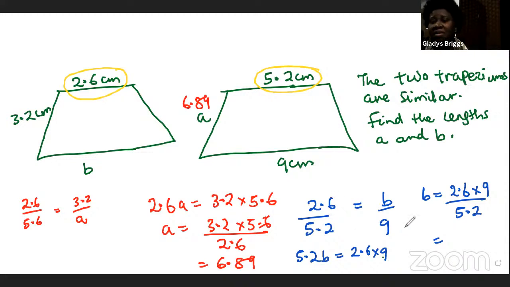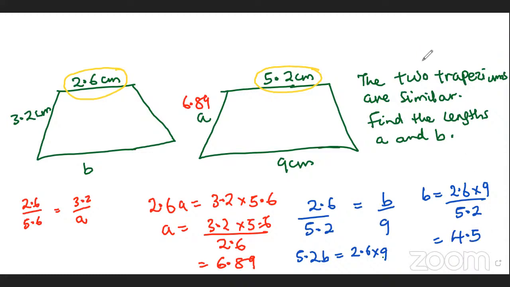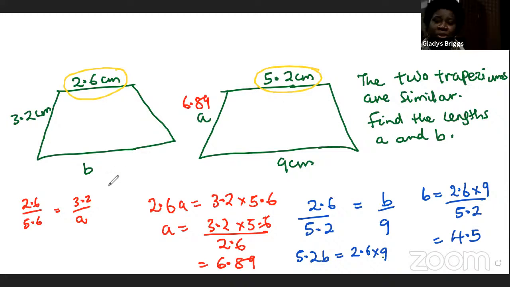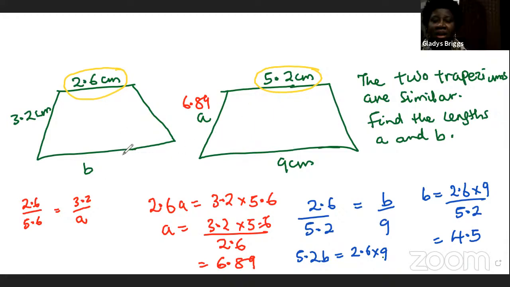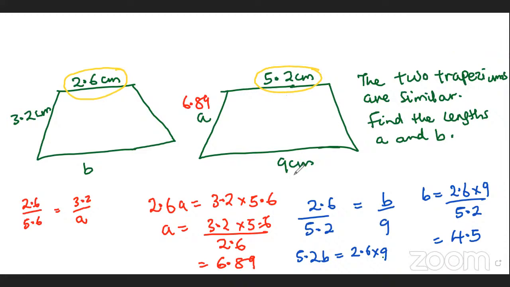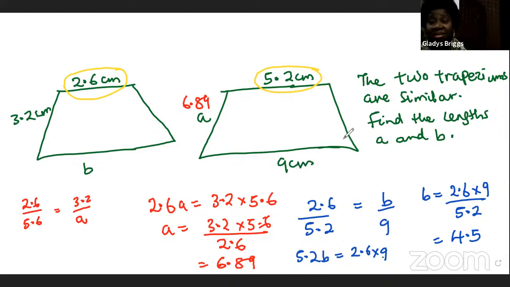4.5, yeah? So well done to you guys. 4.5. Miss, I did it another way, but I got the same answer. How did you do it? 5.2 and 9 on top, and 2.6 and B on the bottom. Excellent. 5.2 and 9. 5.2 over 2.6. Oh, yeah. That works.